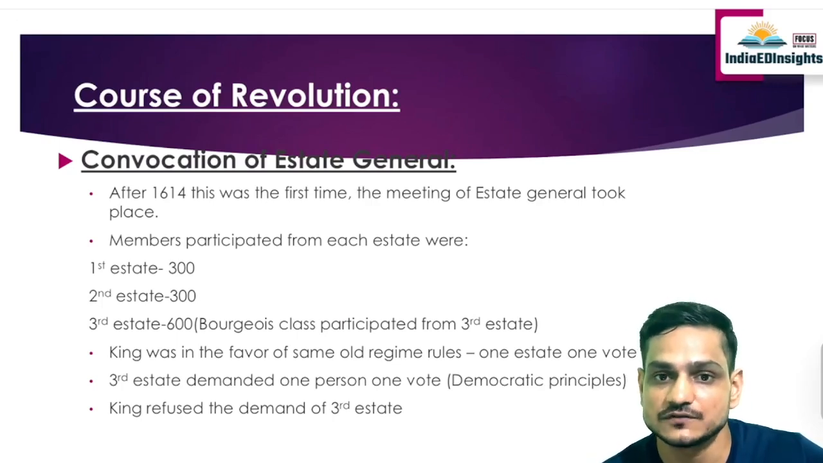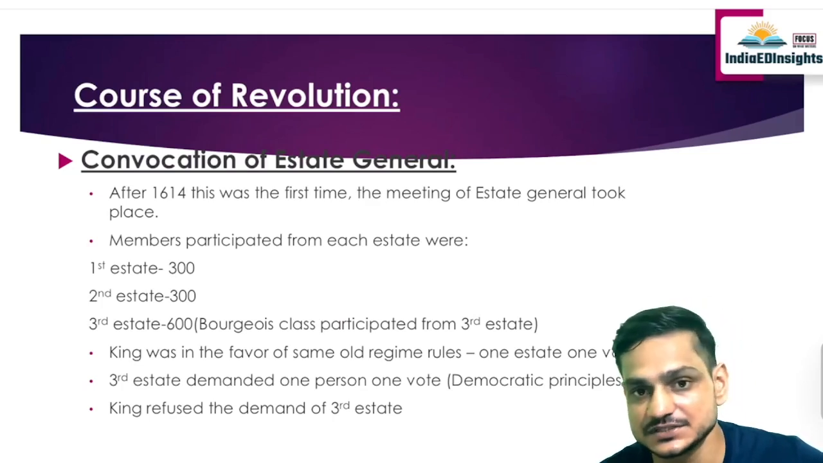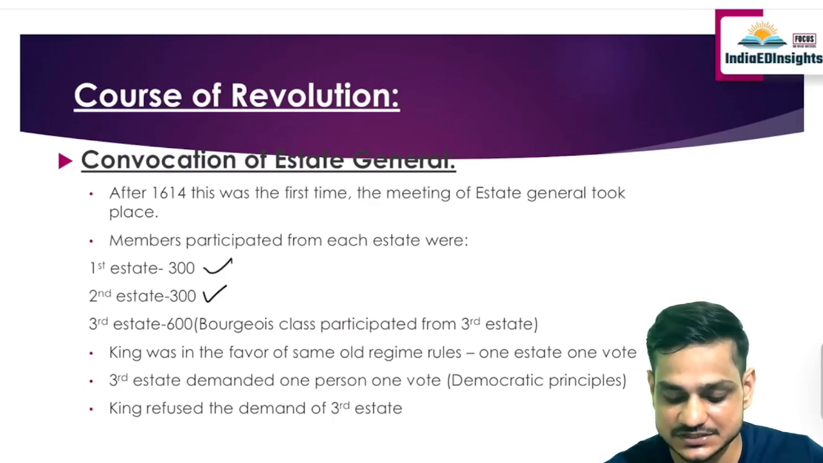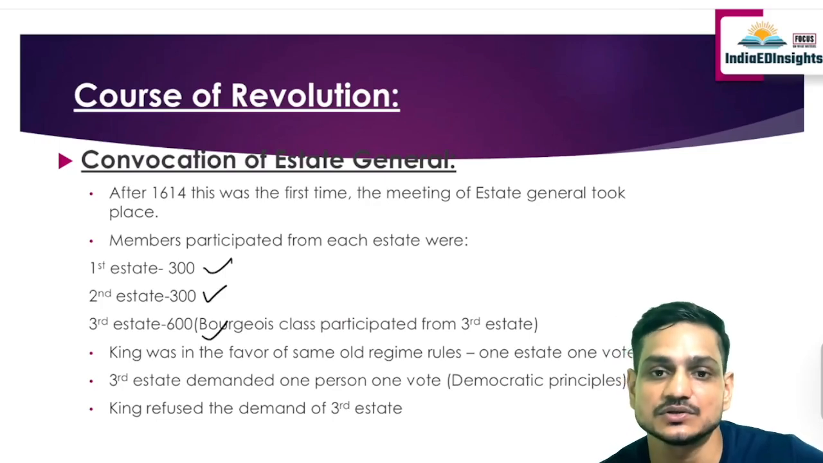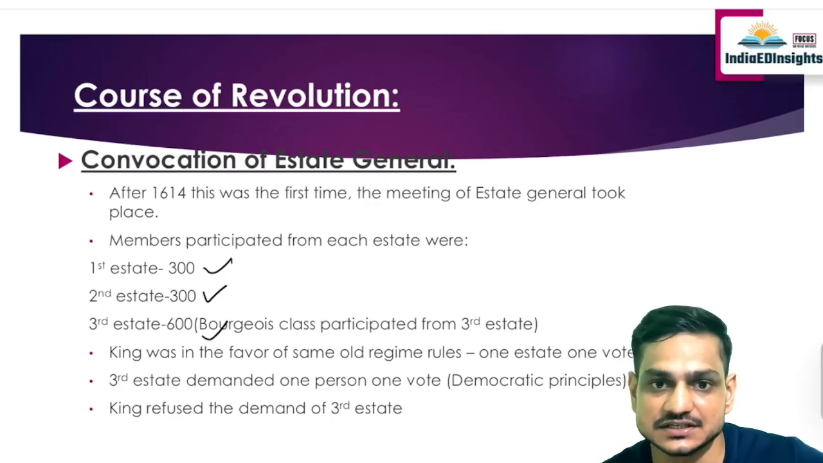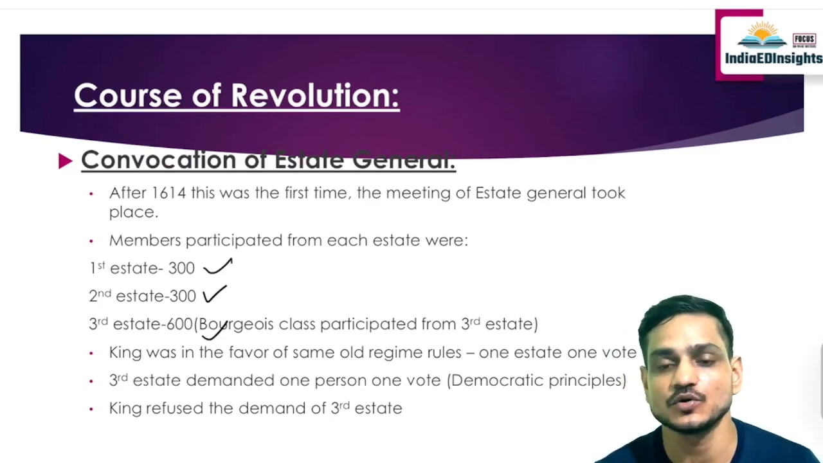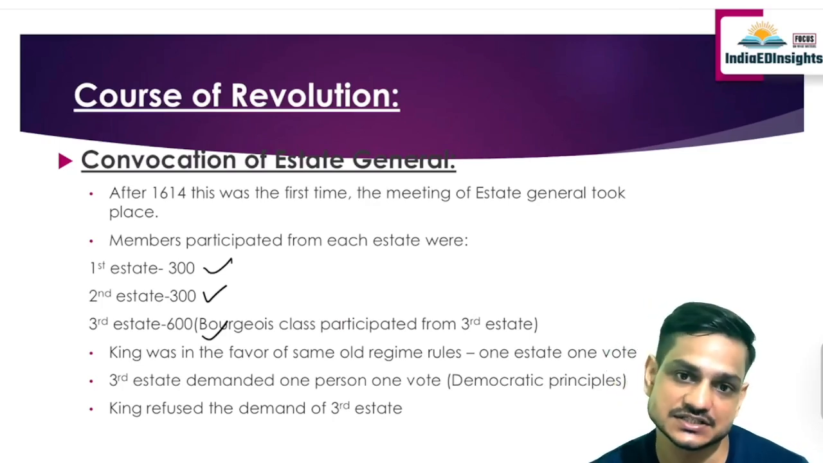We already discussed that certain members participate in the States General. All three estates have representation. The first estate has 300 members, the second estate has 300 members, and the third estate has 600 members. The States General is a political body. Whenever the king has to make certain reforms in taxation, the king has to first take suggestions from the States General itself.